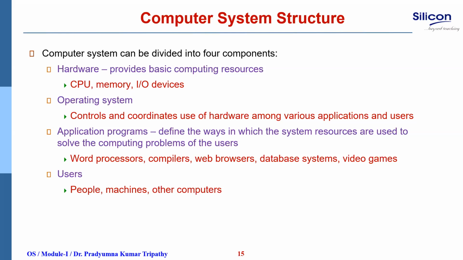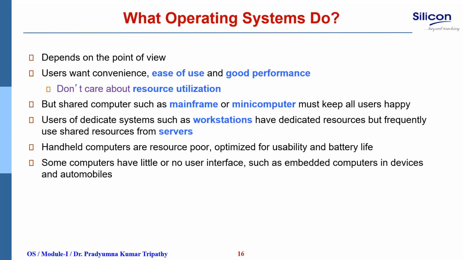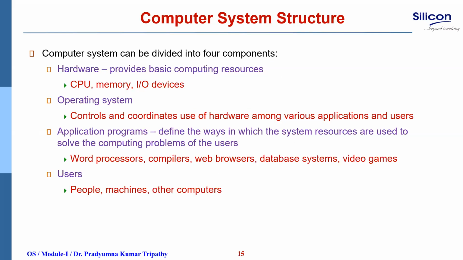A machine can execute a program. You can write a program to run another program itself. So people or machines or other computers might be invoking all this. In a client server environment, one system may be invoking a program which resides in some other computer. Correct? So these are the four components of the computer system.